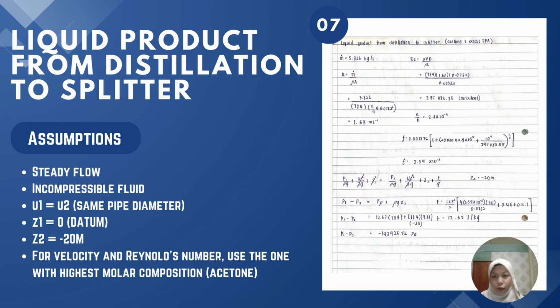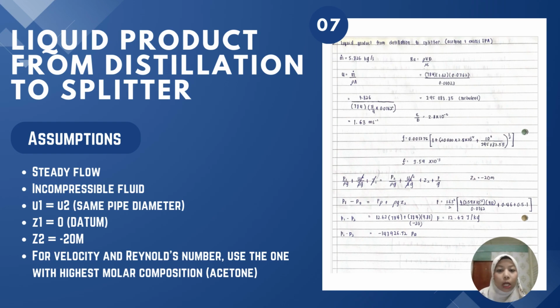Next, for the seventh pipe, which is the liquid product from distillation to splitter, it is an incompressible fluid, and the assumption is the same as before, but we make Z1 equal to 0, which is our datum, and Z2 equal to negative 20 meter. You can look at the diagram before. For the mass flow rate that we get from the principal chemical engineering part, it is 5.826 kilogram per second. Then from that, we can find the velocity, which is 1.63 meter per second.